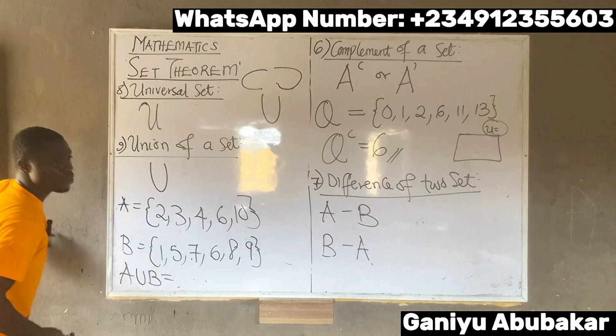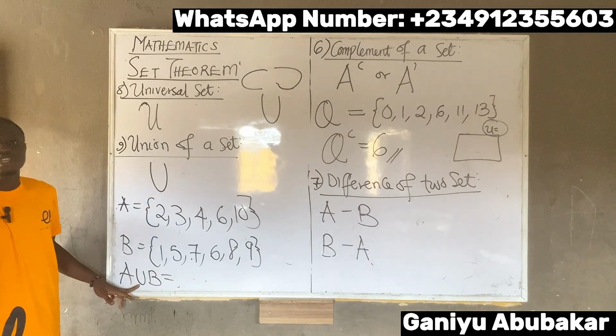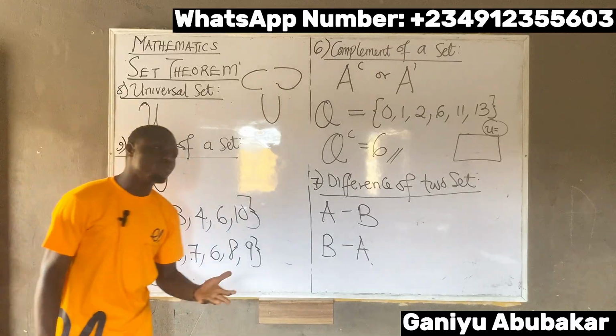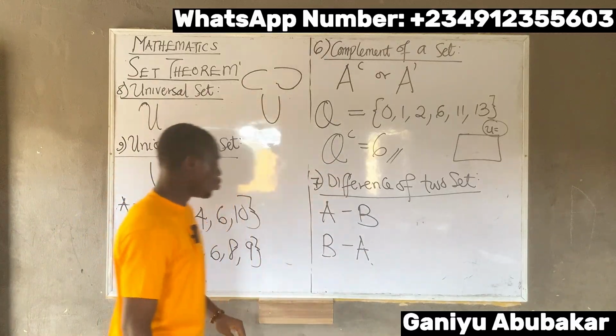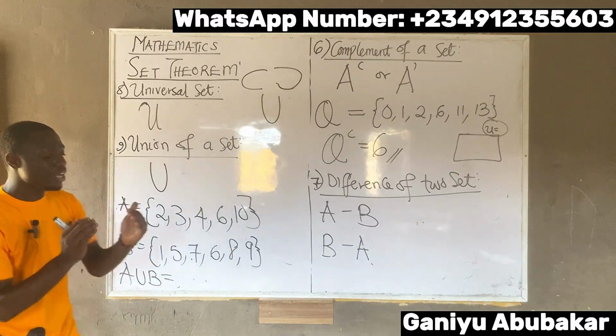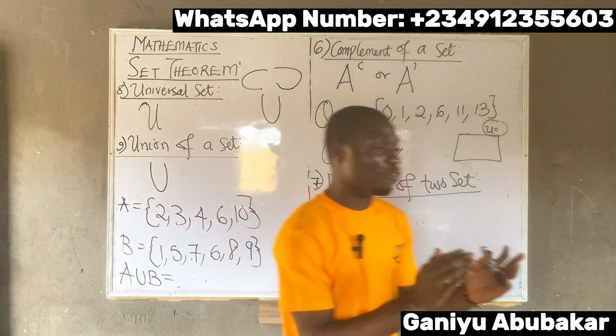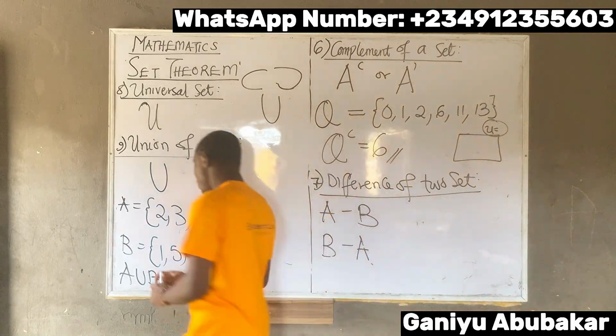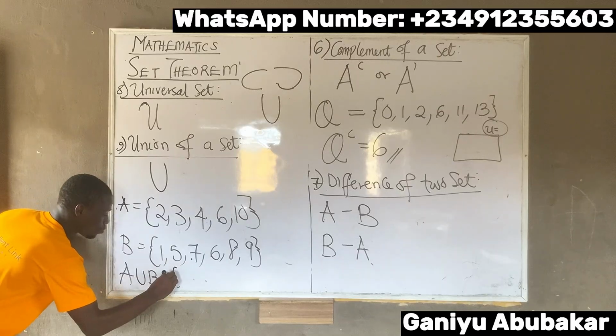What's my answer? We said union means the combination of A and B without repetition. So list out all the elements in A and B, and it must be in order of arrangement. Don't carry 6 first before 1. So what will I write here?